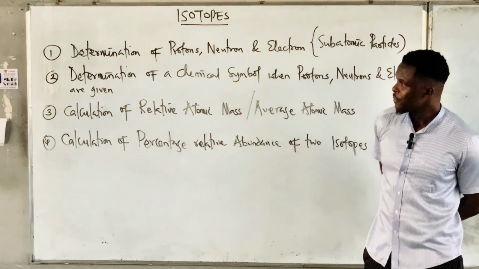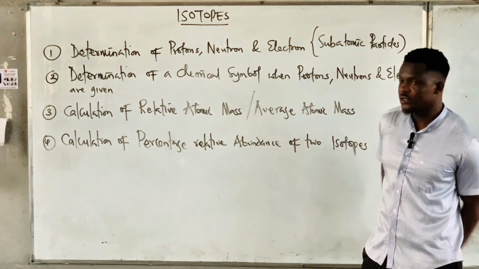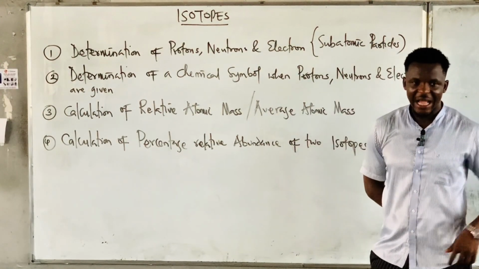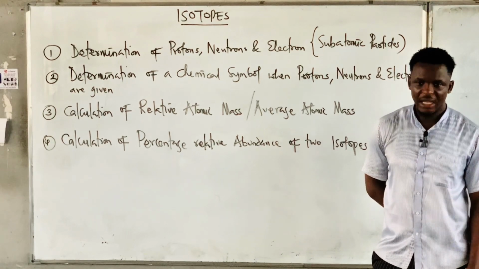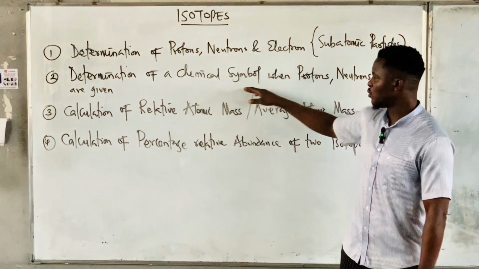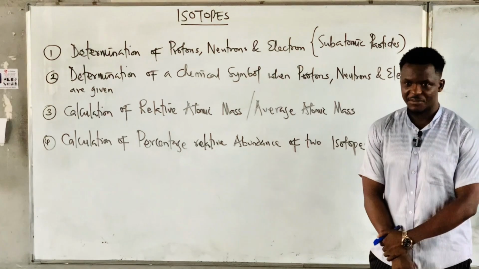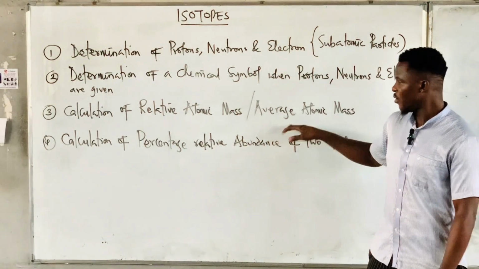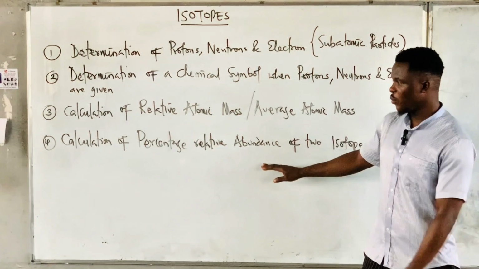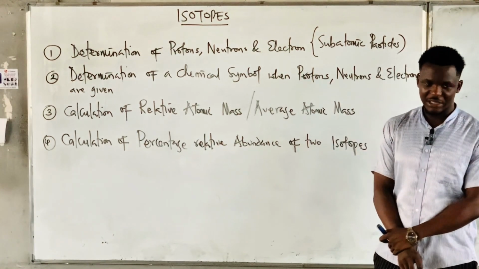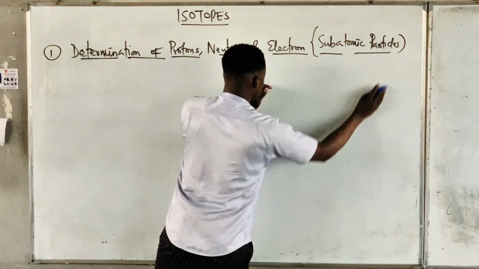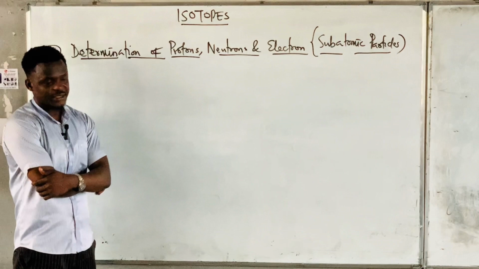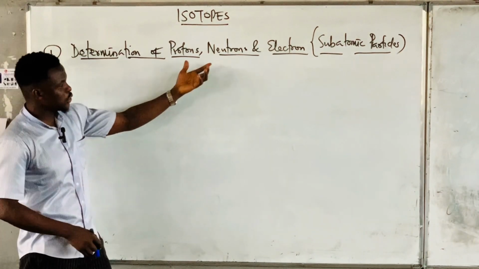These are the various ways questions can be asked. The first one is determination of protons, neutrons, and electrons of an atom or an ion. The next one would be determination of a chemical symbol when protons, neutrons, and electrons are given. The fourth one will be calculation of relative atomic mass or average atomic mass. The fifth one would be calculation of percentage relative abundance. So let's start with the first one.